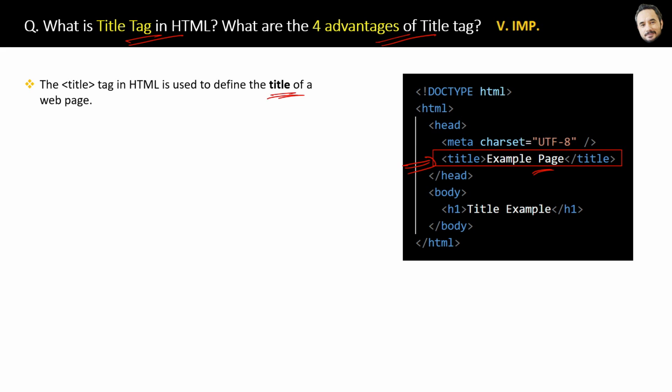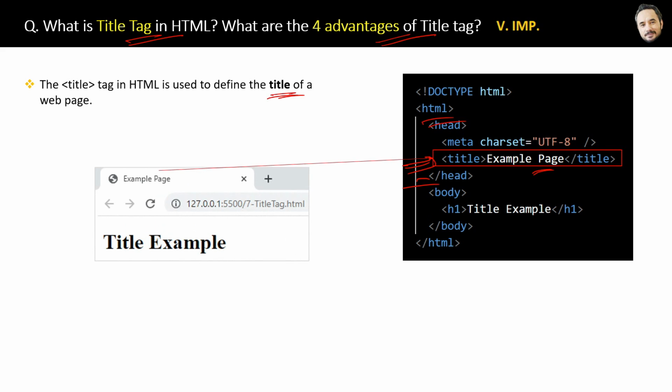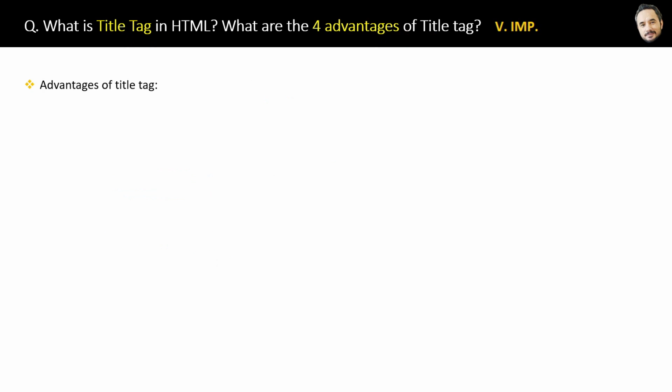For example, this is the HTML code and the web page of it looks something like this. In the window title, you will find the exact same title that you have mentioned in your HTML document. In other words, you can also say that the title is like the name of your web page. Now the question is, what are the advantages? 4 advantages are there. First is title is used for window titles.